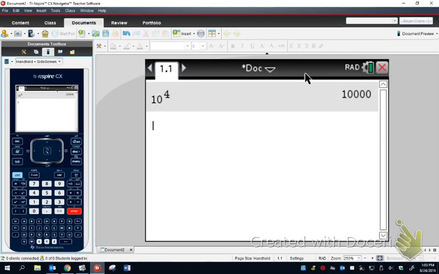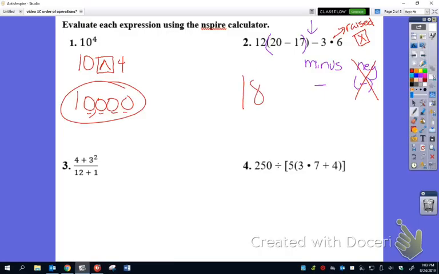So we're going to enter it straight into your calculator. So 12, parentheses, 20, here's my minus, 17, close parentheses, minus 3, and then times 6. So you see there's your raised dot, so it looks exactly like it. You hit enter, you get 18. So your answer is 18.